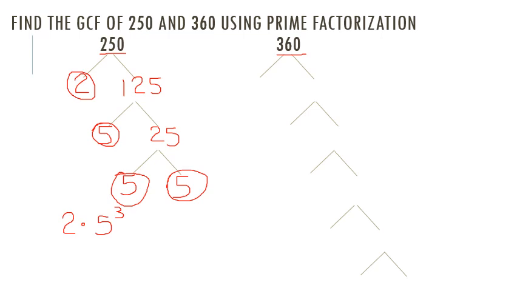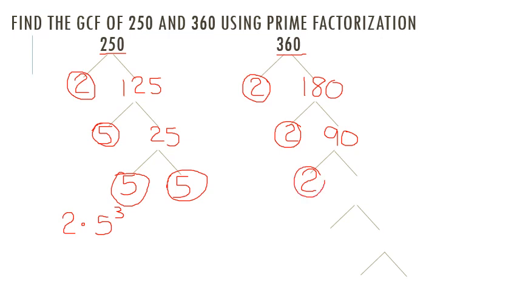Now let's repeat the process for 360. It is also divisible by 2. Half of 360 is 180. 180 is still even, so I'm going to try 2 again. Half of 180 is 90. 90 is still even, so I'm going to try 2 again. Half of 90 is 45, and it's no longer even, so I'm going to go up to 3.